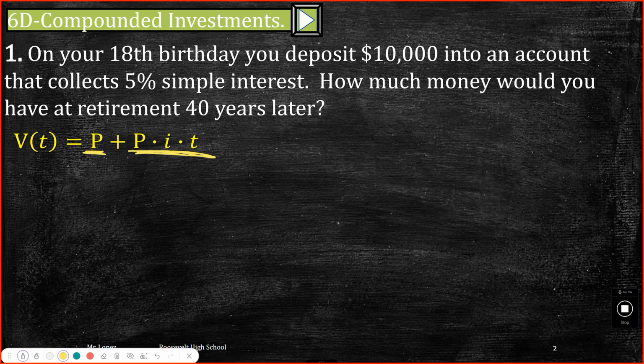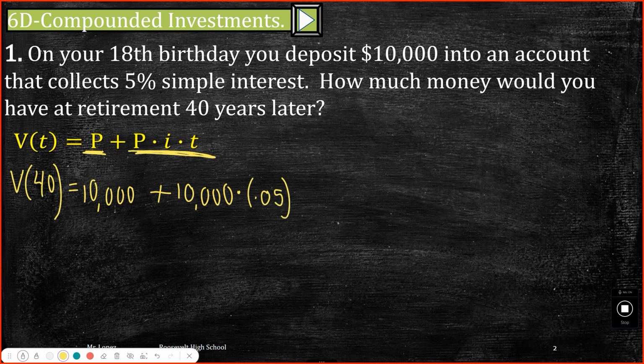So if we put it into this formula, the value of your investment for 40 years will equal P, which stands for your principal amount. What is the principal amount? 10,000, whatever you deposit first, that's your money, plus 10,000 times the interest rate. What's the interest rate? The interest rate is 5%, which is 0.05, times T. T is 40, isn't it? 40 years.